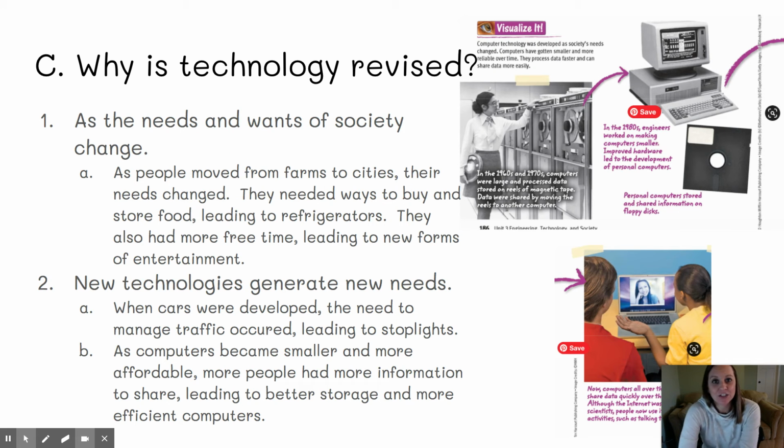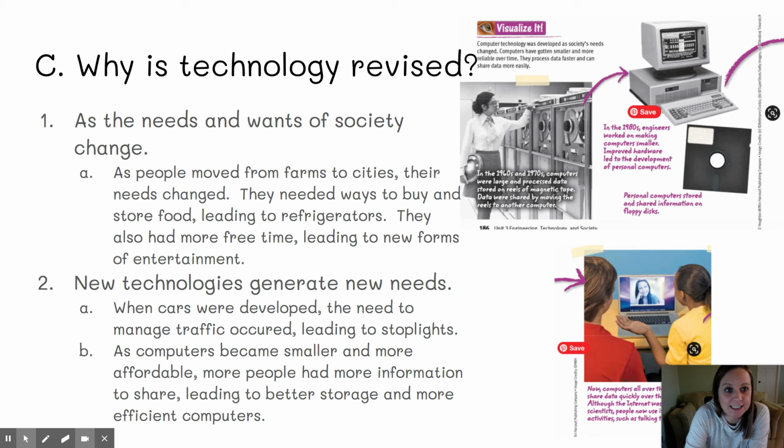Why is technology revised? As the needs and wants of society change, we revise technologies. By revising them, we make them faster or easier to use. Something like the picture on the side, we can see the different computers that have changed over time.